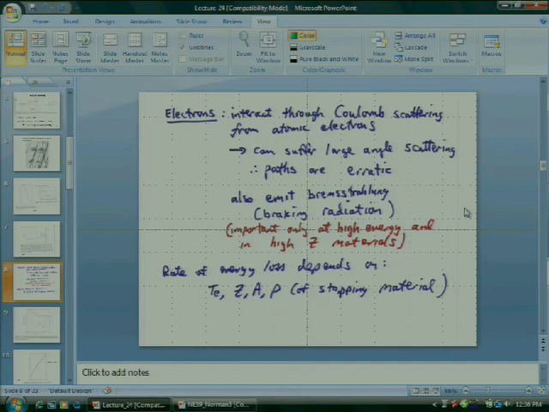That's what Bremsstrahlung is. And this tends to be most important for high energy electrons and in materials that have a high Z. So in things like aluminum, Bremsstrahlung is not so important. The collisions with electrons will be the dominant way the electrons lose energy. But in something like lead or gold, Bremsstrahlung will become relatively more important. And so the rate of energy loss, the rate at which the electron slows down and loses energy, is a complicated function of the kinetic energy of the electron, the Z and A of the material, and the density of the material that it's traveling through.